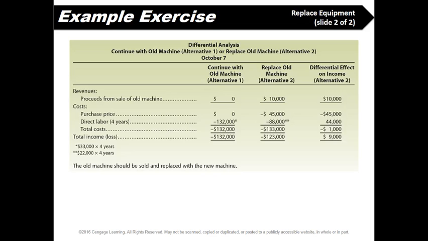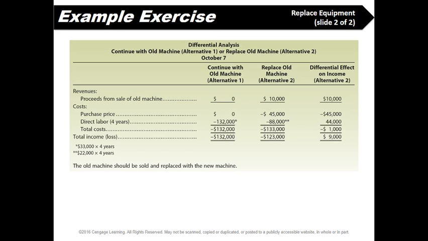Now remember, we're looking at $10,000 if we sell the machine, $45,000 when we purchase the new one. Now let's look at the direct labor from one to the other. Current direct labor costs are 132,000. They would only be 88,000 with the new machine.